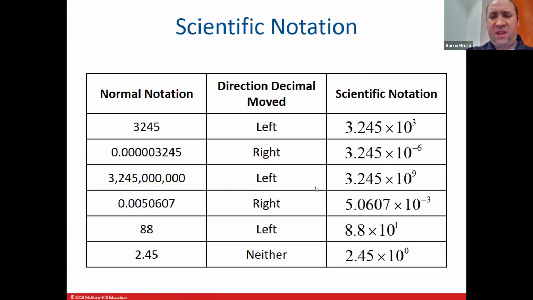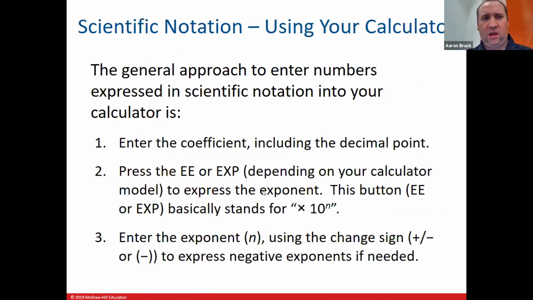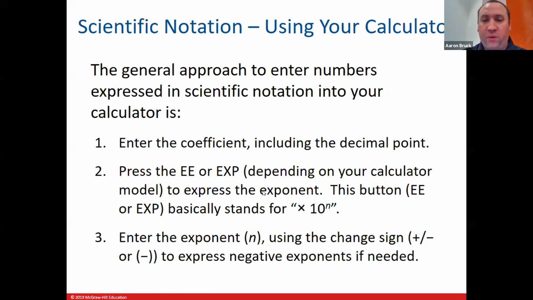Let's move on to something else then. Now, when it comes to scientific notation, there's another direction that we can go with it, and that is using your calculator. Being able to do calculations using your calculator and its scientific notation function is a really important skill. The reason it's important is because it's going to save you a lot of time, first and foremost.